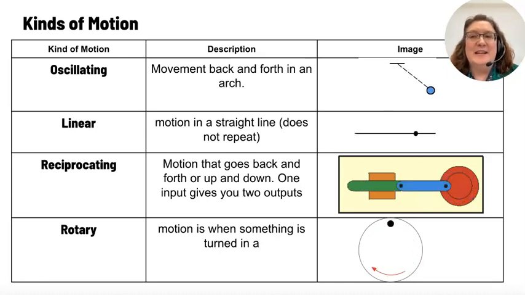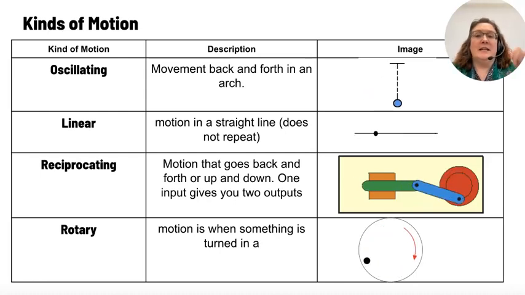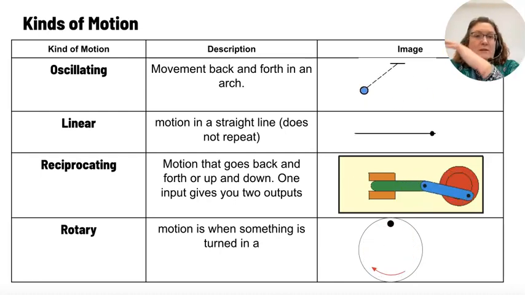Okay, so last thing we need to talk about is the kinds of motion. There are four main kinds of motion that we deal with, especially in robotics. The first one is oscillation. Oscillating means something moves back and forth in an arc. And I'm sure you can think of lots of things that do this.